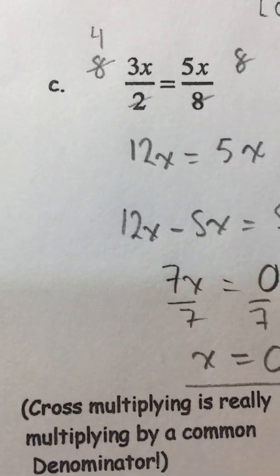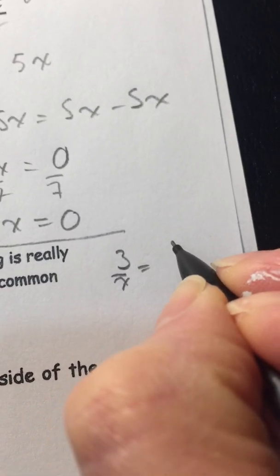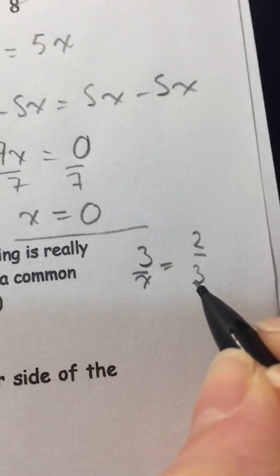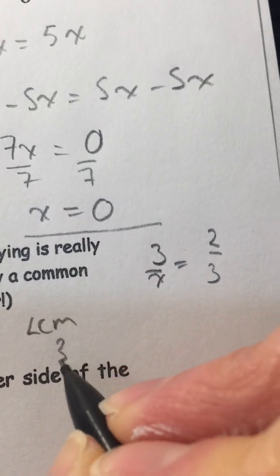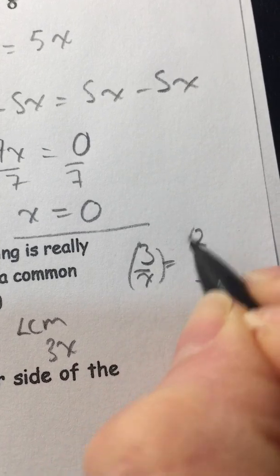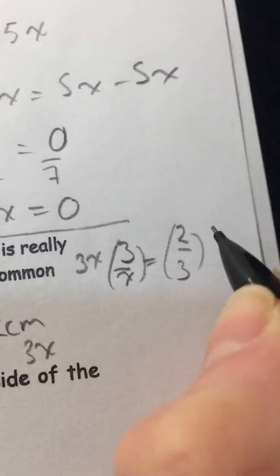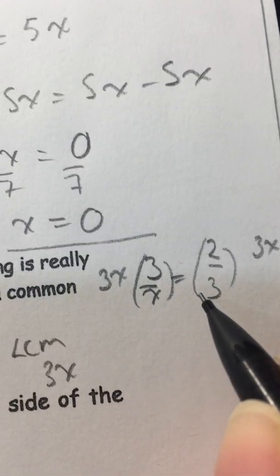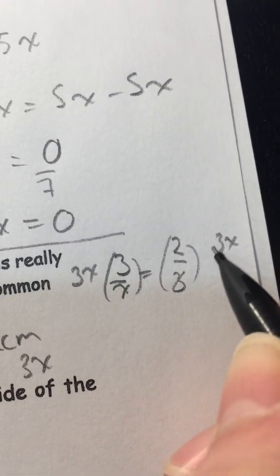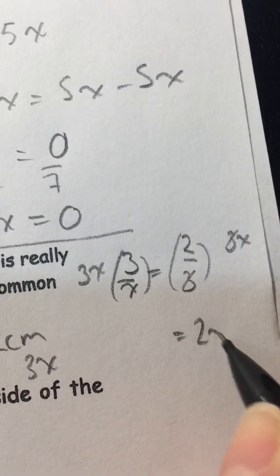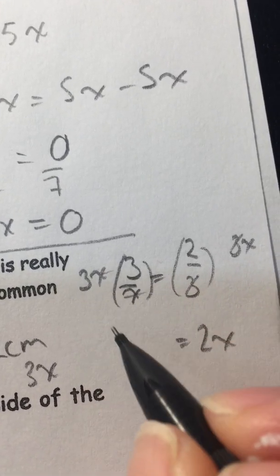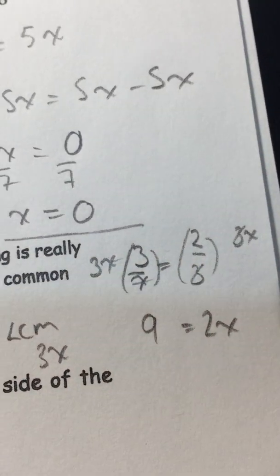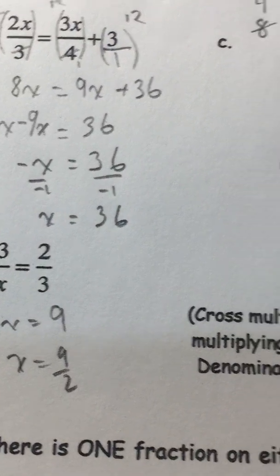But notice 3 over x equals 2 over 3. I just said that the two together would be the LCM. LCM is 3x. If I multiply this side by 3x and I multiply that side by 3x, over here, the 3 portion is going to cancel away, just leaving the x. So I get 2x, 2 times x. On this side, just the x portion cancels away, leaving me 3 times 3 is 9. Voila! That is cross multiplying.